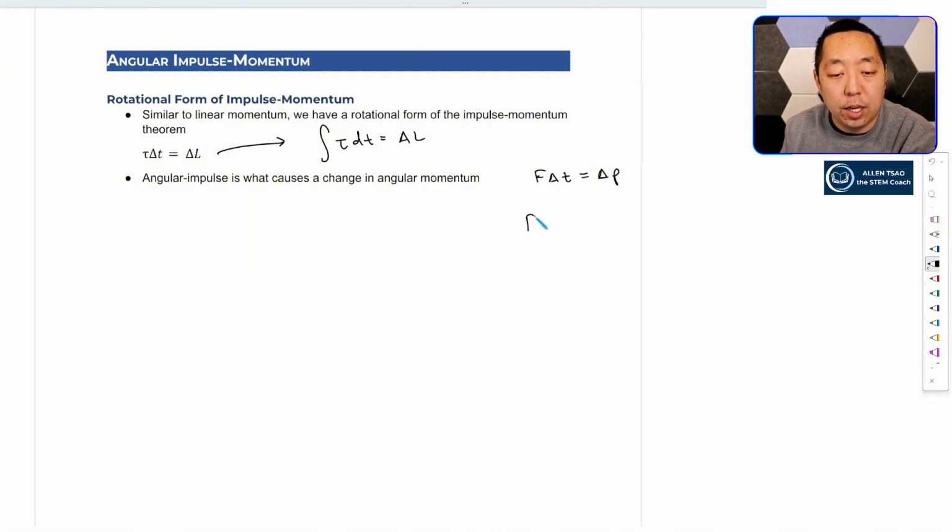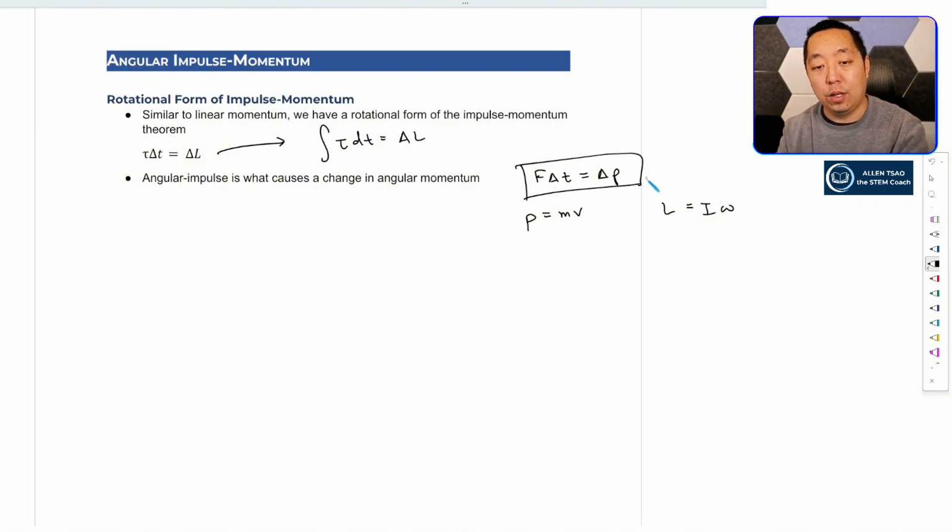And let's just define what linear momentum was. It was mv. So for angular momentum, the analogous form is, instead of m, we use I, and instead of v, linear velocity, we use angular velocity, right? So just like we did before in Unit 4, if you want to change the linear momentum of an object, you need a force over time. We call that an impulse.